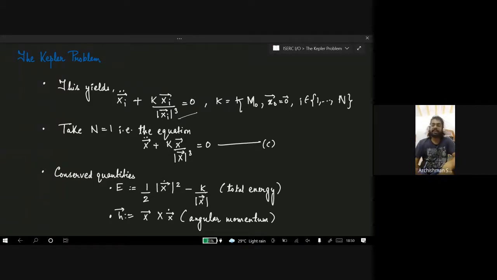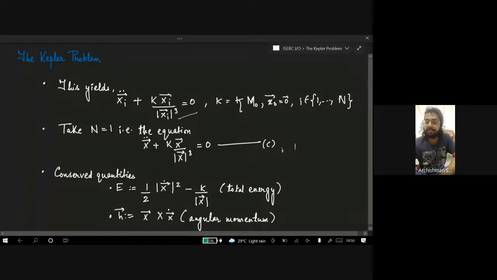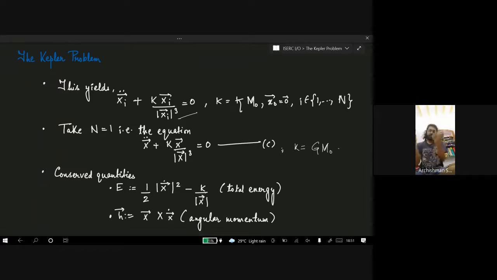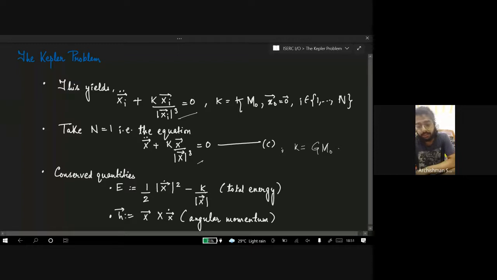And if you are interested in what k is in the case of the gravitational problem, k is the gravitational constant times the mass of the sun. And you can show that the quantities E, the total energy, and the angular momentum are actually conserved quantities.